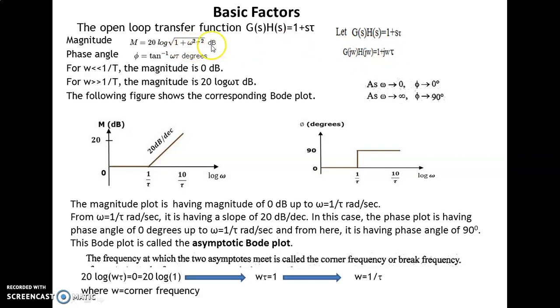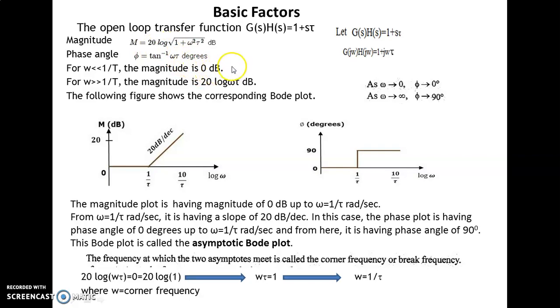That is in decibels. Phase angle is tan inverse omega tau by 1, in degrees. So we need to find out the magnitude value and also the phase values. Here we are taking omega tau very much less than 1. At that time, how much is the magnitude? If it is very much less than 1, it is a negligible value compared with 1. So 20 log 1 is 0, right?